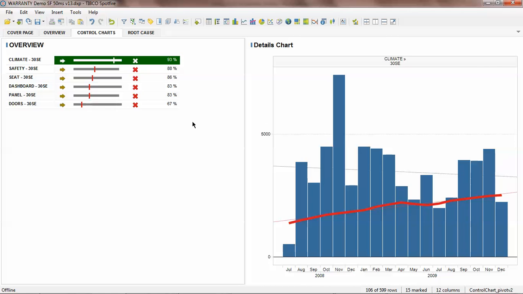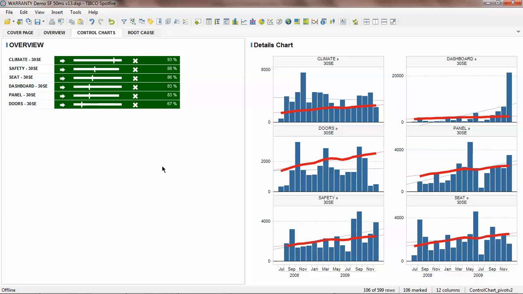Well, let's explore our data and have a look at the 3-litre SE overall. By selecting all of the control charts on the left, the right-hand side now changes to a trellis type of display. So again, I have my climate control area, but now I can see doors and safety and seats and so on and so forth.